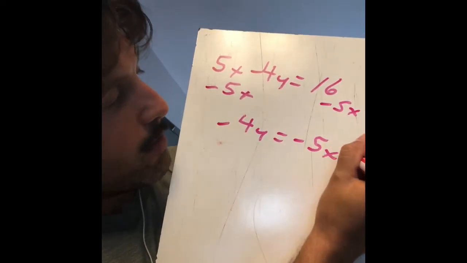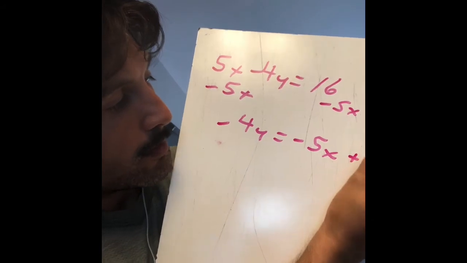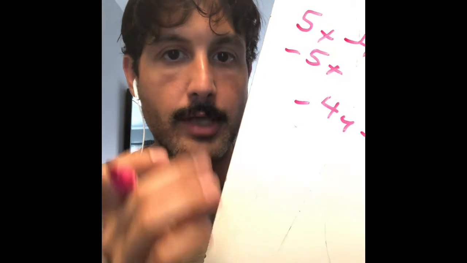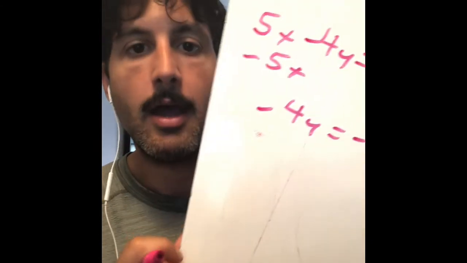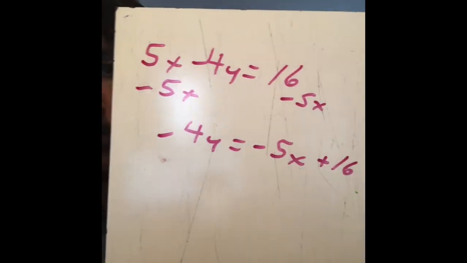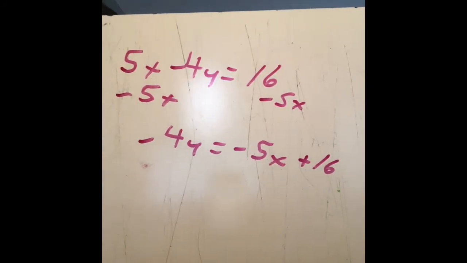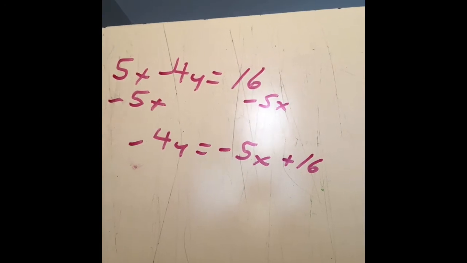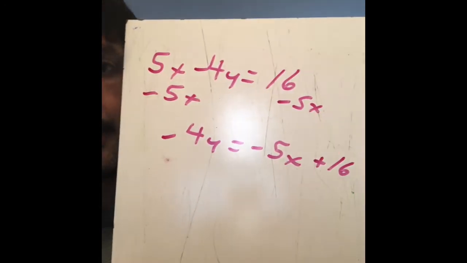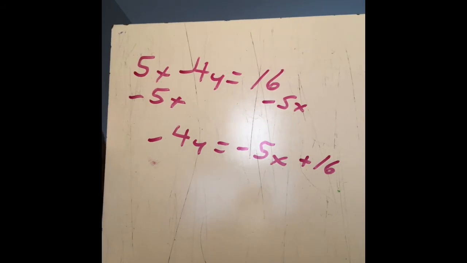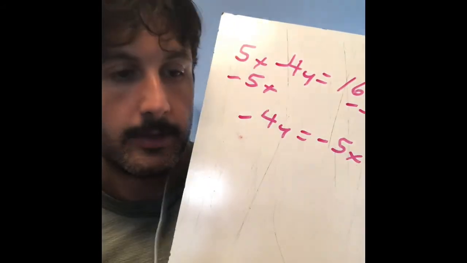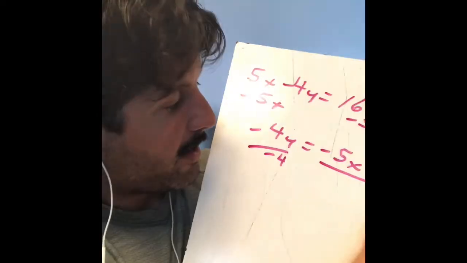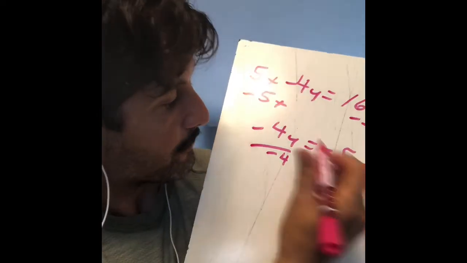Notice I'm always writing my slope, or the part with x involved, first. So y equals mx. The mx part, I always write it first because that's the form that we prefer. So there's where we're at. Negative 4y equals negative 5x plus 16. And now we need to get y by itself. It's being multiplied by negative 4. Divide by negative 4, and divide everything on the other side by negative 4.